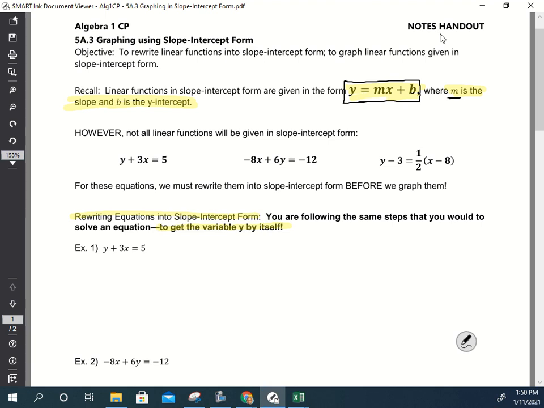So m is the slope, and b is the y-intercept. M is the slope, b is the y-intercept.